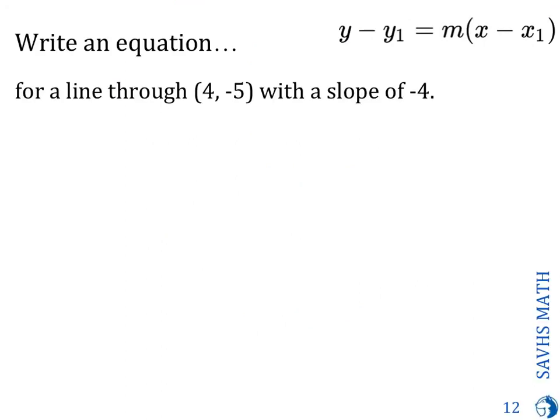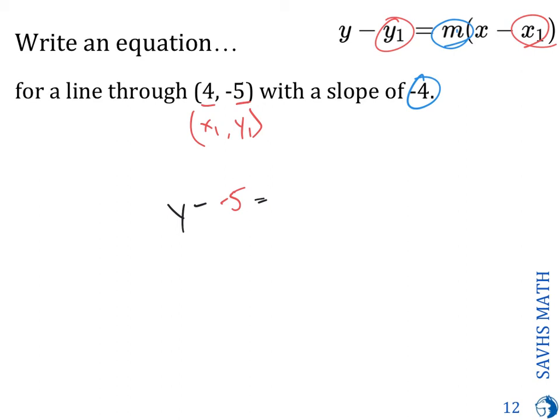And so that works. Okay, very similar. I have a point. This is x1, y1. And my slope is negative 4. So m is negative 4, and then y1 and x1 are there. Okay, so let's quickly do this. y minus negative 5 equals negative 4 times x minus 4.